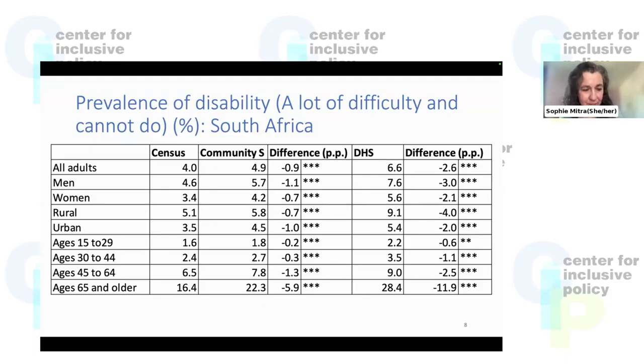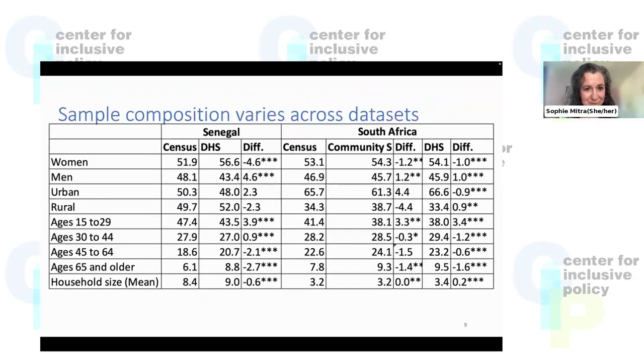So why is there such difference? So there could be many reasons, as we heard earlier, but one possibility we were able to look into is different sample composition across the data sets. So here on the left part of the screen, we compare the percentage of women and men in the census versus the DHS for Senegal. And same thing, percentage of urban versus rural residents, percentage of each age group, the household mean size. So to check if we're getting at the same population characteristics across the data sources.